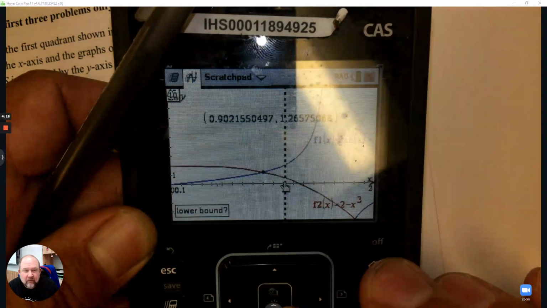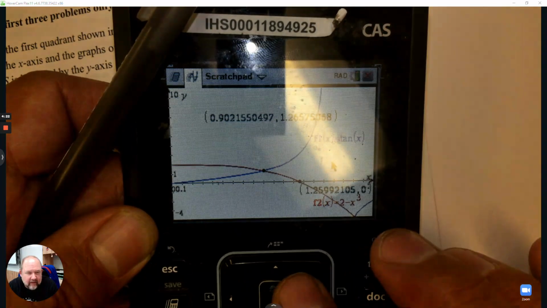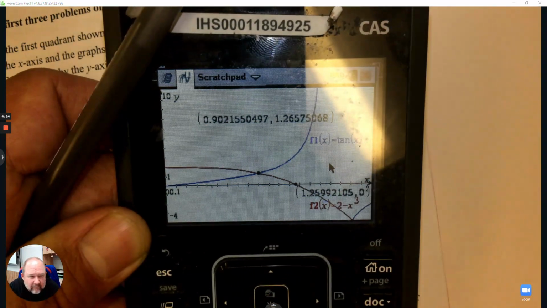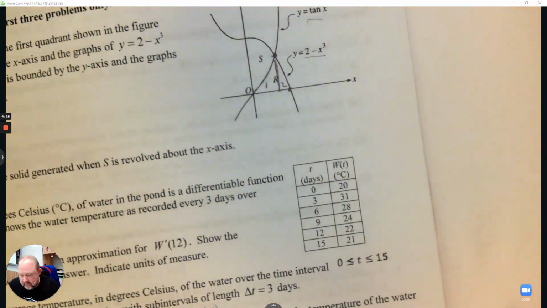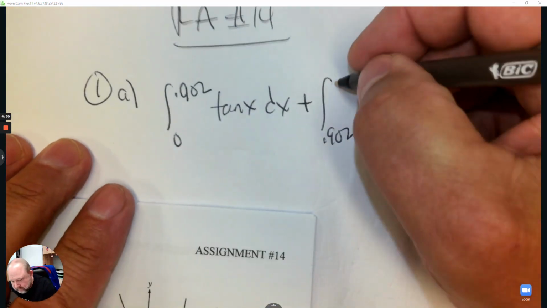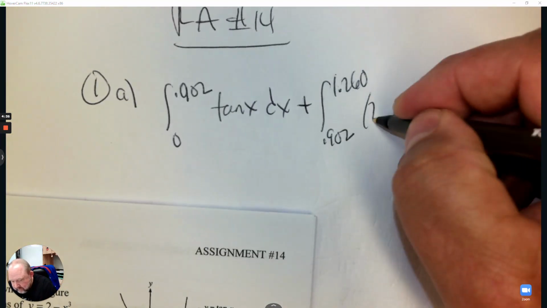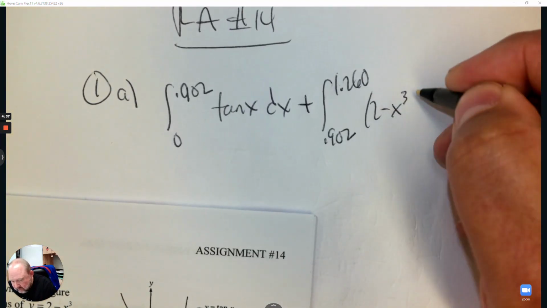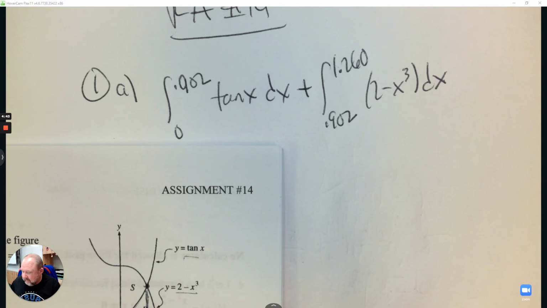So I had to pick which one I wanted, which was the second one, and then highlight over it, and I get 1.259, 1.260. So I'm going to do that, 1.260. And that's the second function, which is 2 minus x cubed. And then I'm going to type all of that in the calculator for the answer.